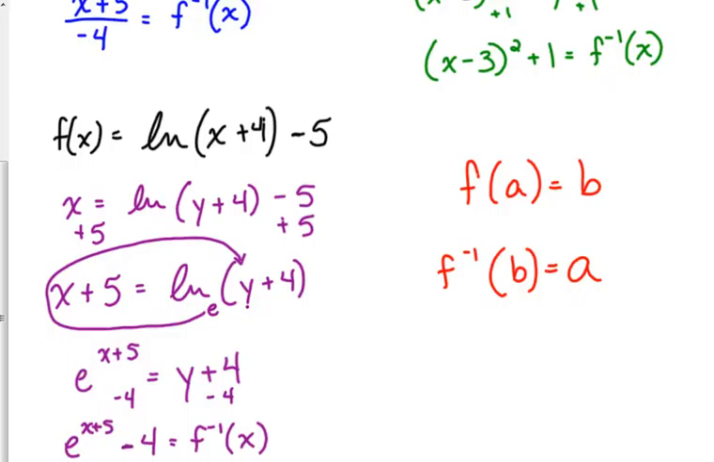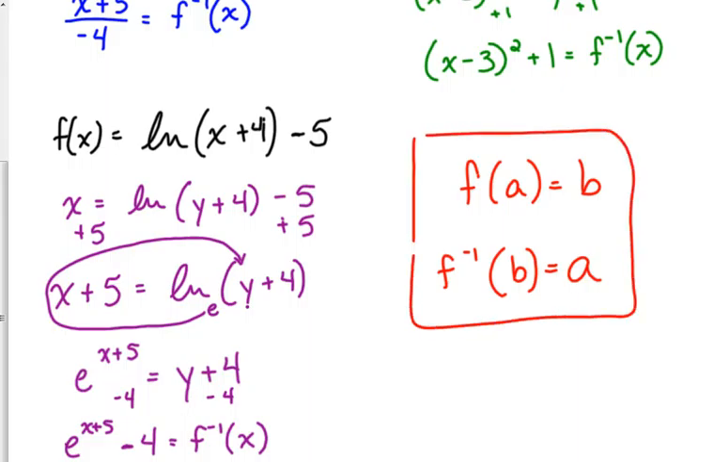Okay? So those are just some typical types of functions we may have to find the inverse of. Over here in red, this is just a reminder about the relationship with the inverse. It's that whole switching x and y relationship. So if we know that f of a is equal to b, then f inverse of b is equal to a. Okay? So f of x is equal to y, f inverse of y is equal to x. We need that relationship as well.